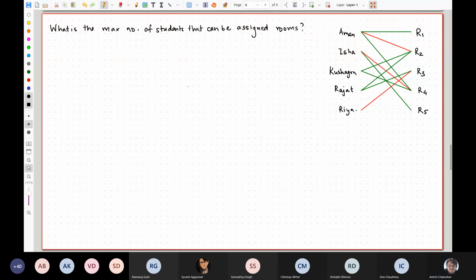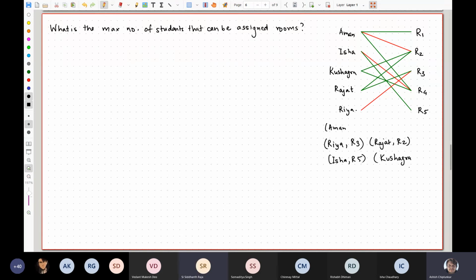Vedant? In this case, all can be assigned. All 5. Okay, can you give me an assignment? Ria is assigned to room 3. Then Isha is assigned to room 5. Rajat is assigned to room 2. Who is left now? Aman and Kushagra.